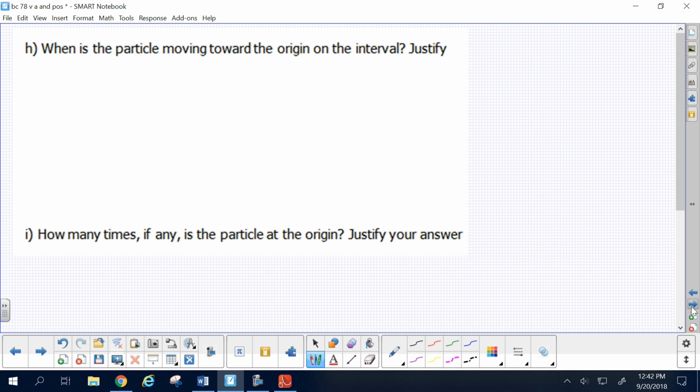And compare the signs. If it's moving toward the origin, would that be the same sign or different sign? You said it, let's say it again. Different sign, okay? This would have to be when velocity and position have different signs.